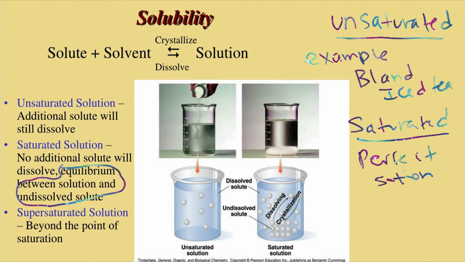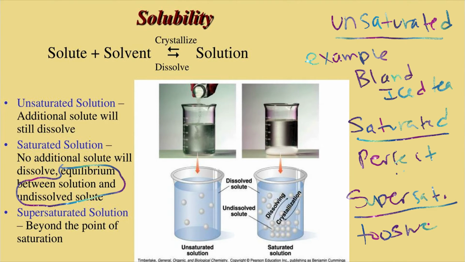So it means it's perfect. And when we're looking at a supersaturated, I'll put supersaturated, that means it's too sweet when we're looking at iced tea. It means that it's beyond the point of saturation, meaning that you put so much sugar in it that it's starting to settle on the bottom. Okay? And we're going to look at other definitions of it.